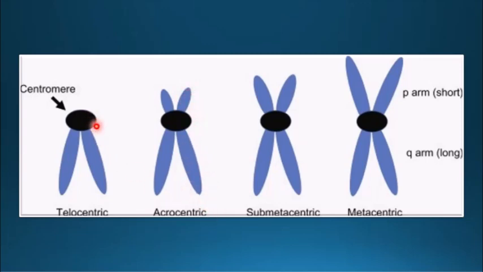And the next one is telocentric. The centromere is right at the end of the chromosome, making it look like the English letter I, and these chromosomes consist of only one arm, which you can see. We only have the Q arm here, we do not have the P arm.